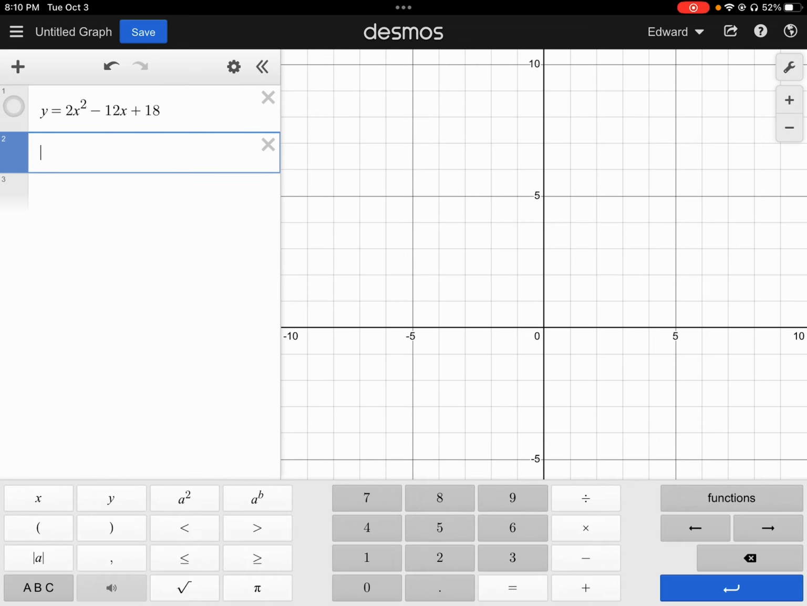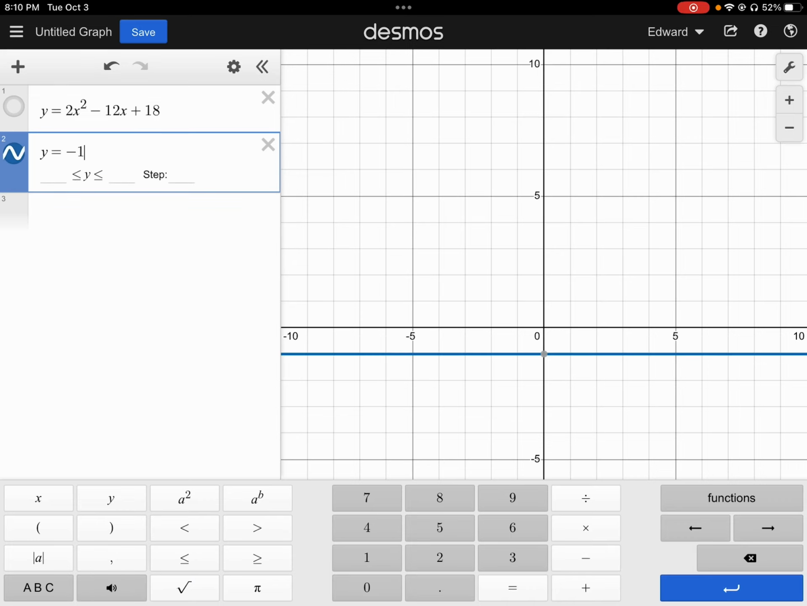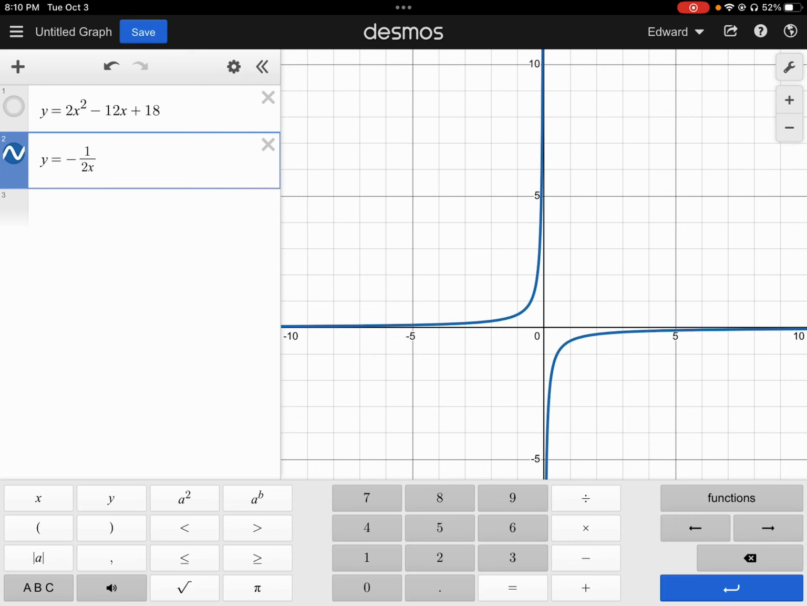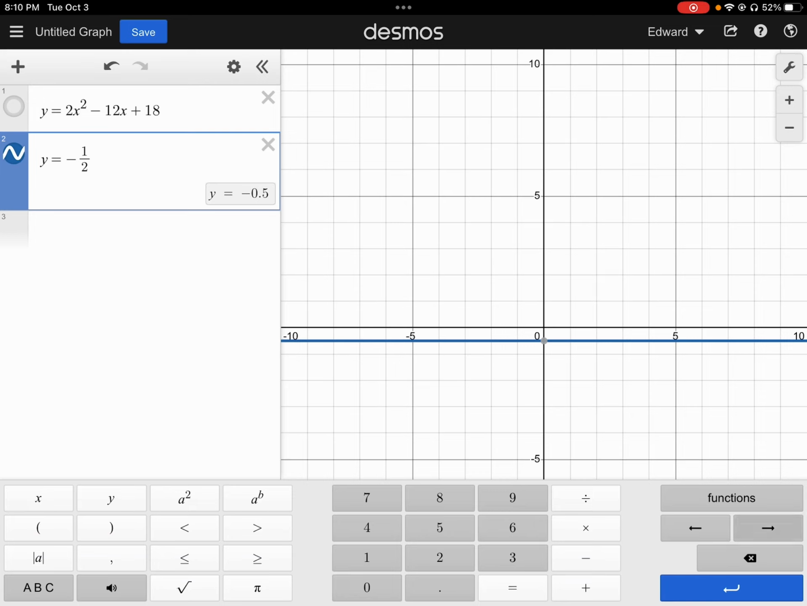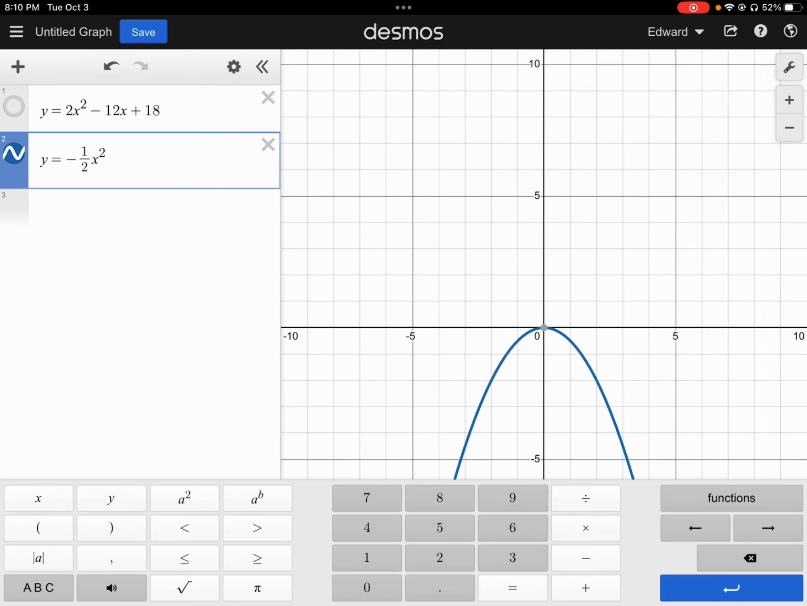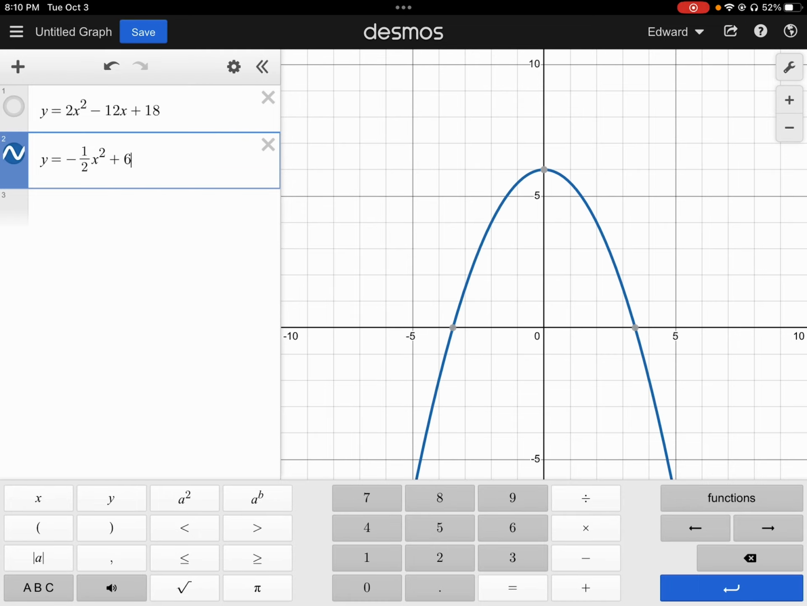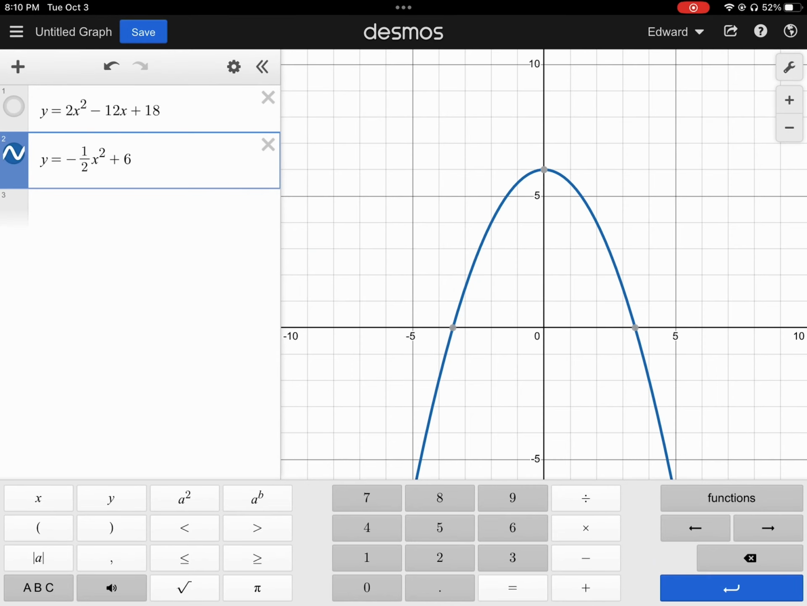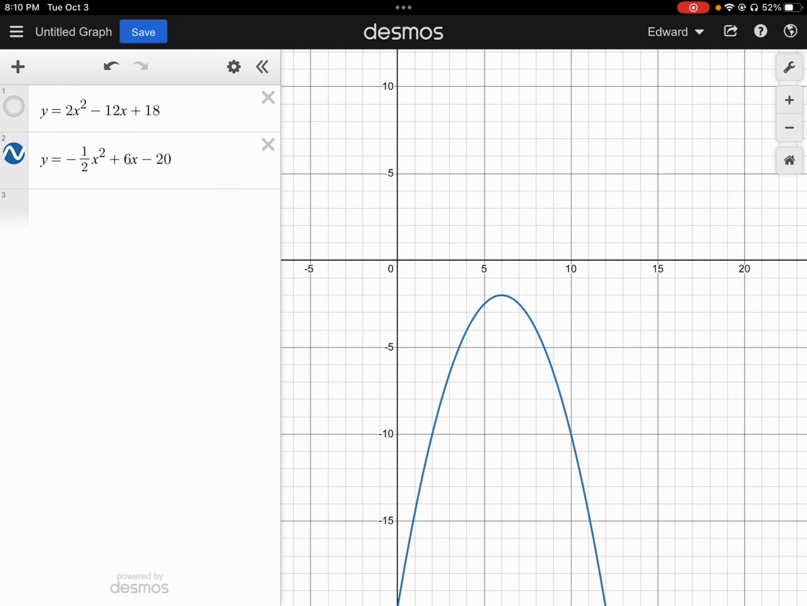All right, so we'll shut that guy off and we'll type out our equation. Y is equal to negative 1/2 x to the power of 2 plus 6x, and I forgot the rest of the equation, so let's go back and double check. Plus 6x minus 20, so plus 6x, take away 20, and then we're going to solve this graph here for when it crosses the x-axis.